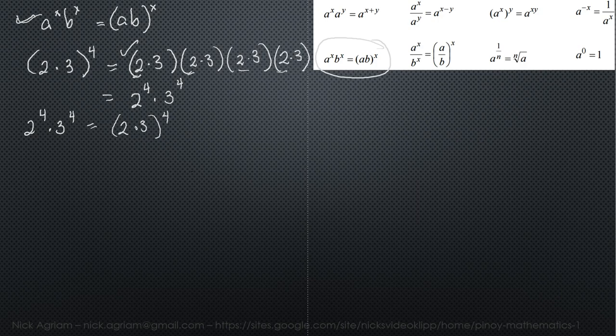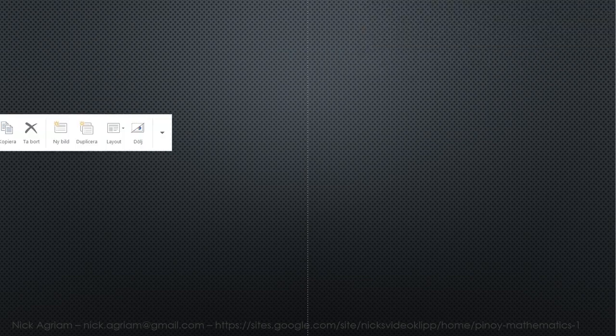The next one is this one. a raised to x divided by b raised to x is equal to a divided by b, in parentheses, raised to x.